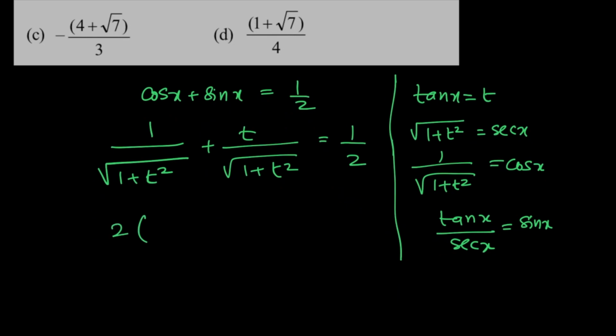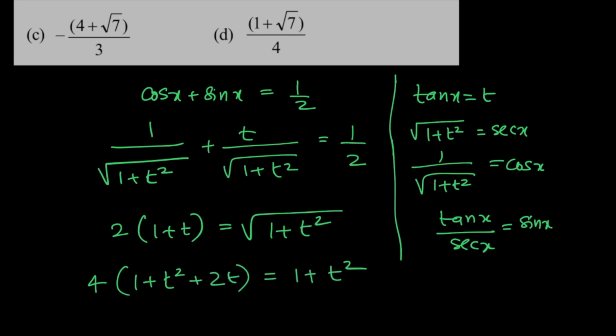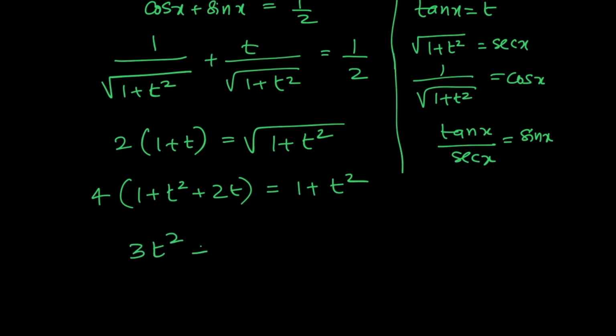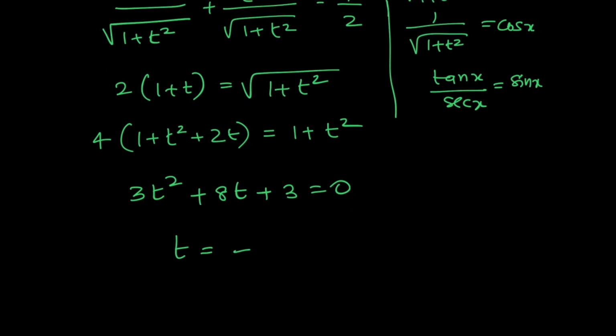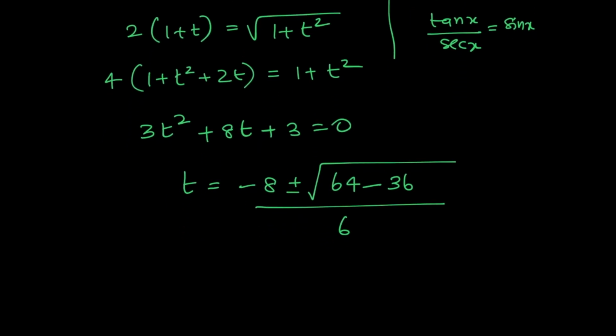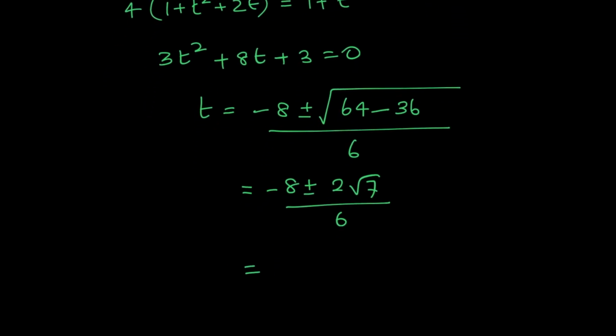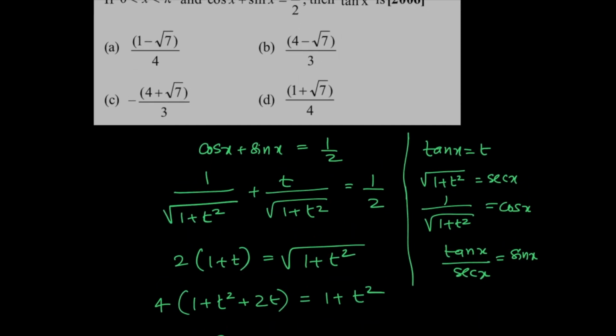Now you simplify this expression. We have 2 times (1 plus t) is equal to root over 1 plus t square. Square both sides. So we have 4 into (1 plus t square plus 2t) is equal to 1 plus t square. So we have 3t square plus 8t plus 3 is equal to 0. And t will be obtained using the quadratic formula, minus b plus or minus root over b square minus 4ac, divided by 2a. So this is minus 8 plus or minus root 28, which is 2 root 7, by 6. So this is minus 4 plus root 7 by 3 or minus 4 minus root 7 by 3. That is matching with the options. I mean, what we got and what is there in the options, right?